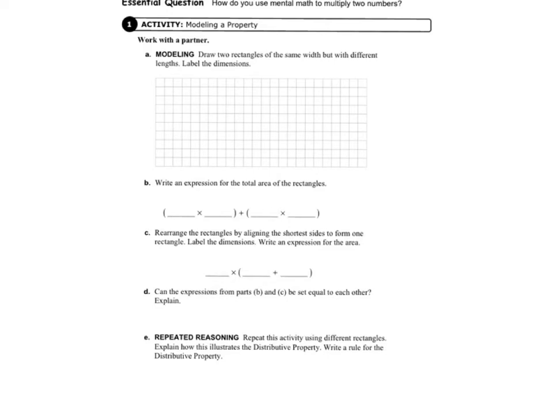Activity A, modeling. Draw two rectangles of the same width but with different lengths and label the dimensions. When I draw these on the screen, please draw yours in the same place where I draw mine on the grid.